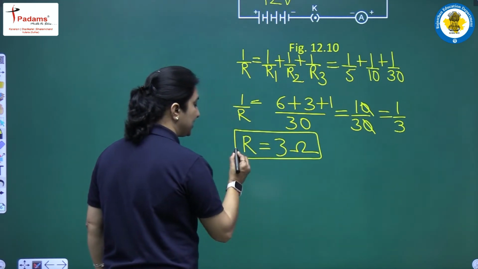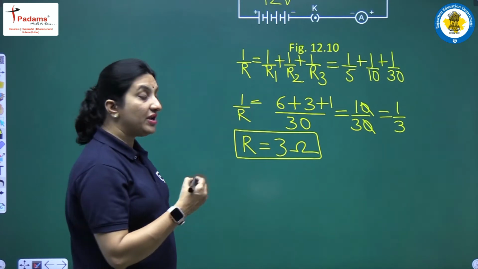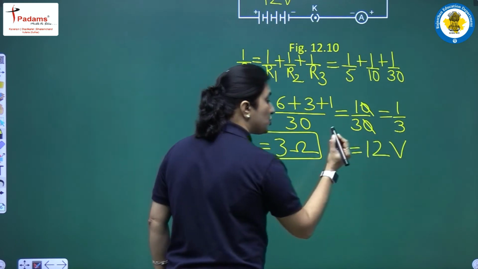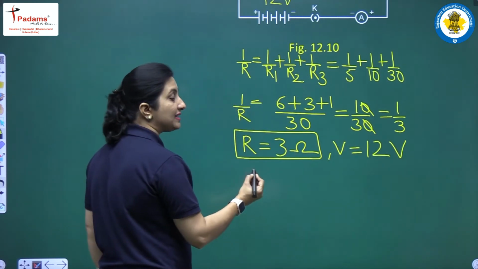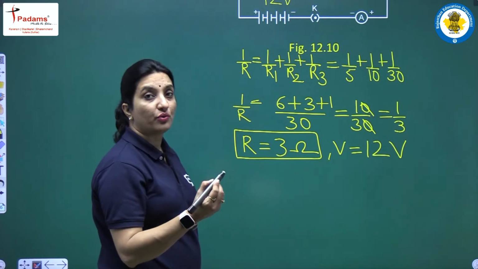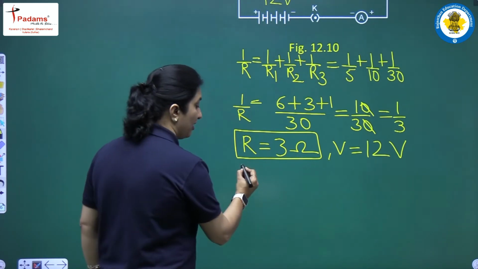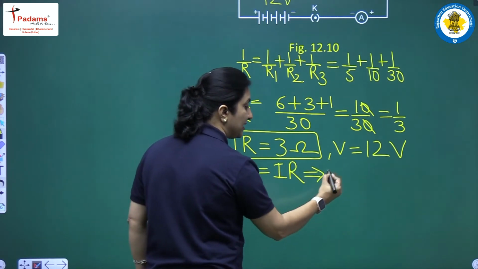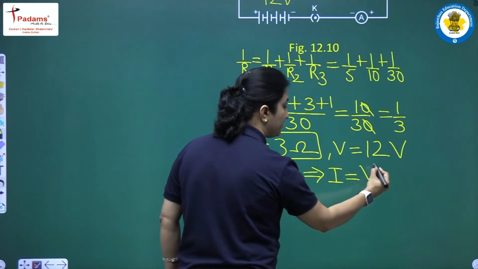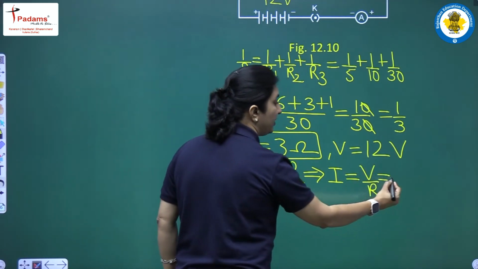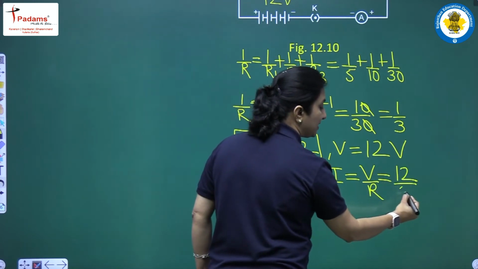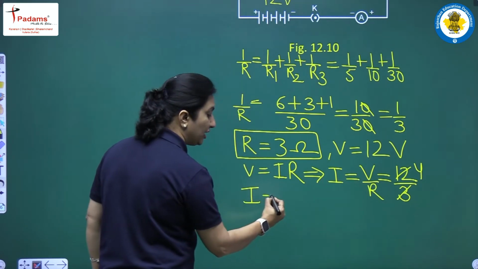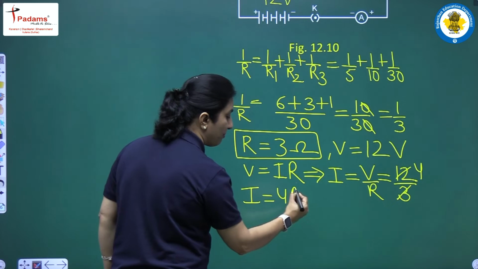So now students, this is the equivalent resistance and we have a voltage supply of 12 volts. So the total current flowing through the circuit can be calculated using Ohm's law, which is V is equal to IR. Since V is equal to IR, this implies that the current can be calculated by dividing V by R. So V here is 12 and the equivalent resistance is 3. So the total current flowing through the circuit is 4 amperes.